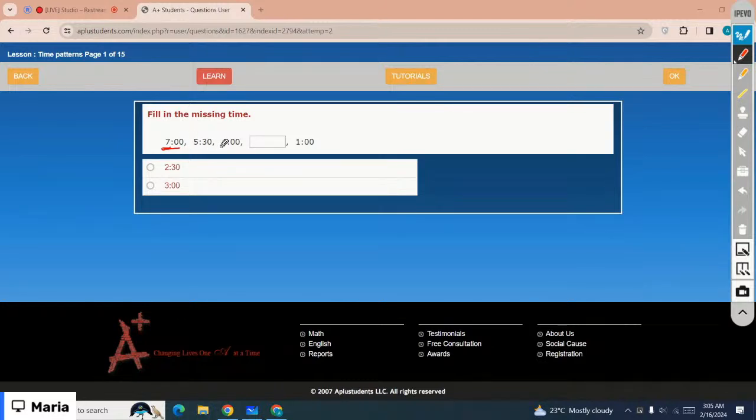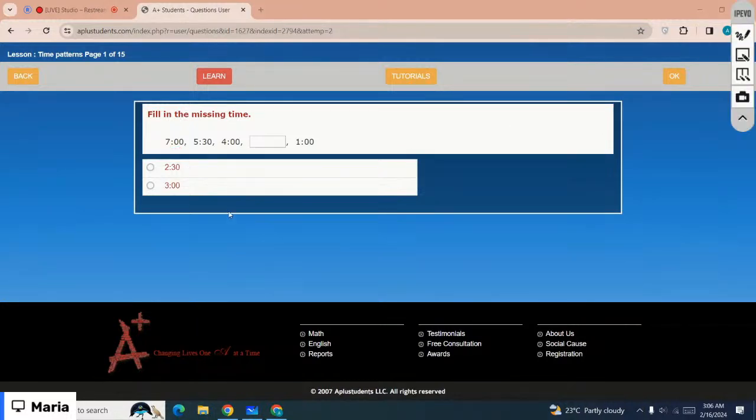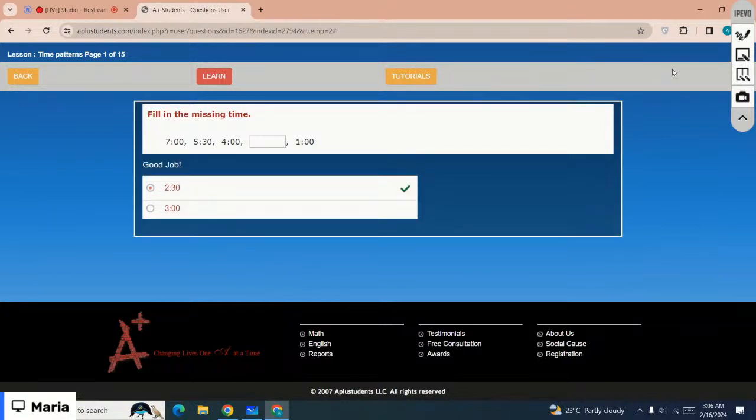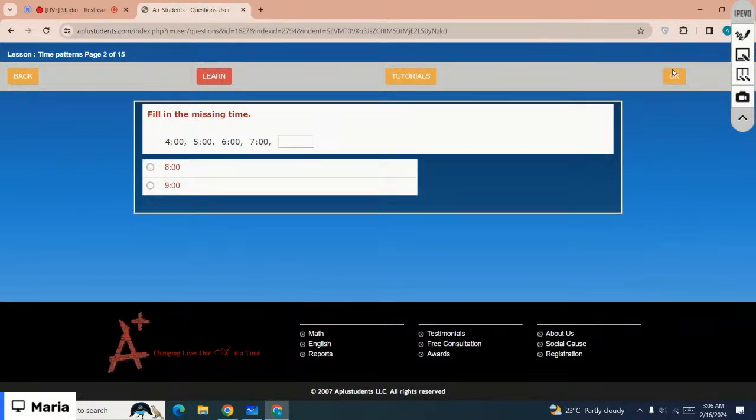Okay, then from 5:30 to 4, you are decreasing by 1 hour 30 minutes, right? Then from 4, you need to subtract 2 hours 30 minutes. So when you subtract 2 hours 30 minutes, you are at 2:30. The correct option is option number 1, that is 2:30. The time is decreasing by 2 hours and 30 minutes, right? The next one is fill in the missing time, which is the correct option.